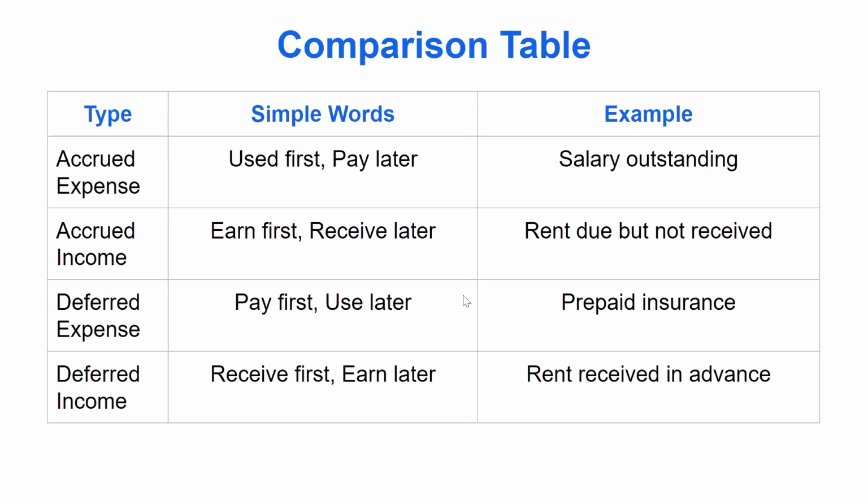Let's recap. Accrued expenses: used first and paid later, that is outstanding salary, rent. Accrued income: earn first, receive later, that is rent due but not yet received. Deferred expenses: paid first and used later, that is prepaid insurance. And deferred income: receive first and earn later. Example, rent received in advance.